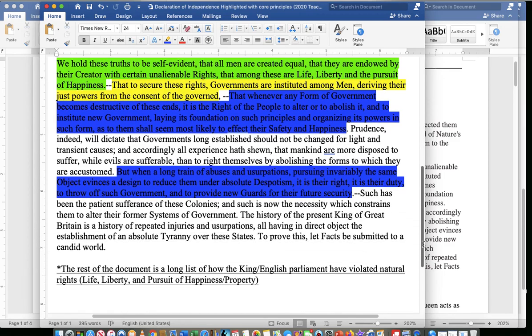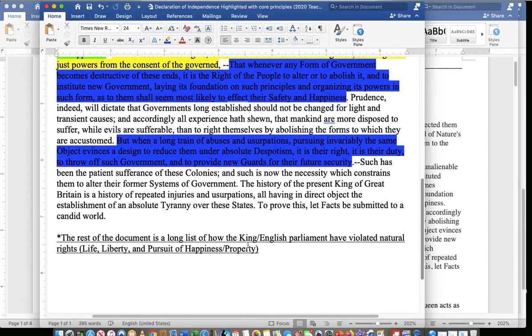And what I said down here is, please understand that after the first part, there's just a huge list after the Declaration of Independence of specifically how the English government violated life, liberty, and the pursuit of happiness, or property as well.